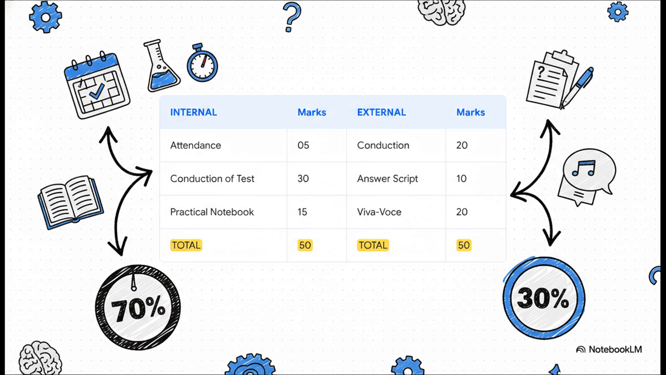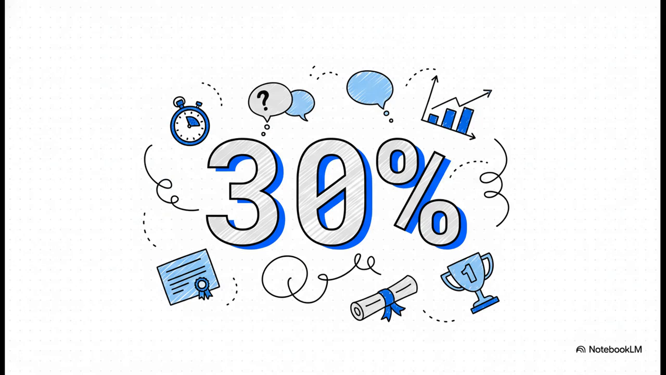The other 30% comes from the external assessment on exam day. That's based on you conducting a practical, the written answers you provide, and the final oral exam, which is called the Viva Voce. That remaining 30% is for your external assessment. You might know it as the term end examination, or TEE. This is where you get to demonstrate all the skills you've built up, but this time it's under exam conditions.